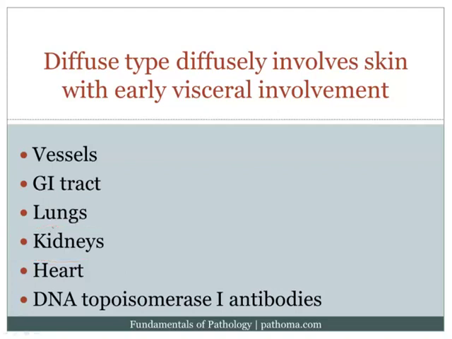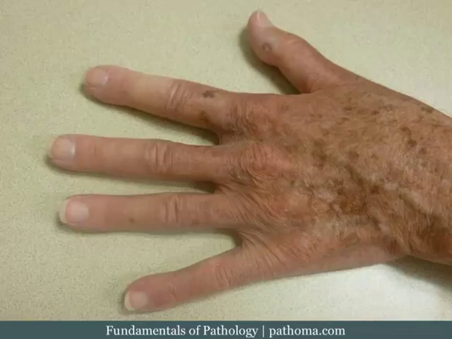And then finally, patients can also get involvement of the heart, and so they can, for example, get heart failure because of the pulmonary hypertension, or they may actually get fibrosis of the cardiac tissue itself. One important association to be aware of is that patients with the diffuse type will have antibodies against DNA topoisomerase 1. So limited type: anticentromere antibodies; diffuse type: DNA topoisomerase 1 antibodies.